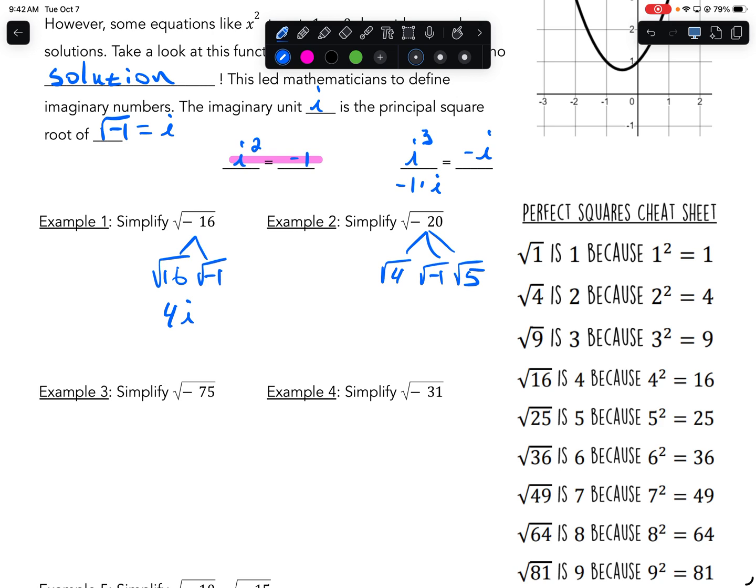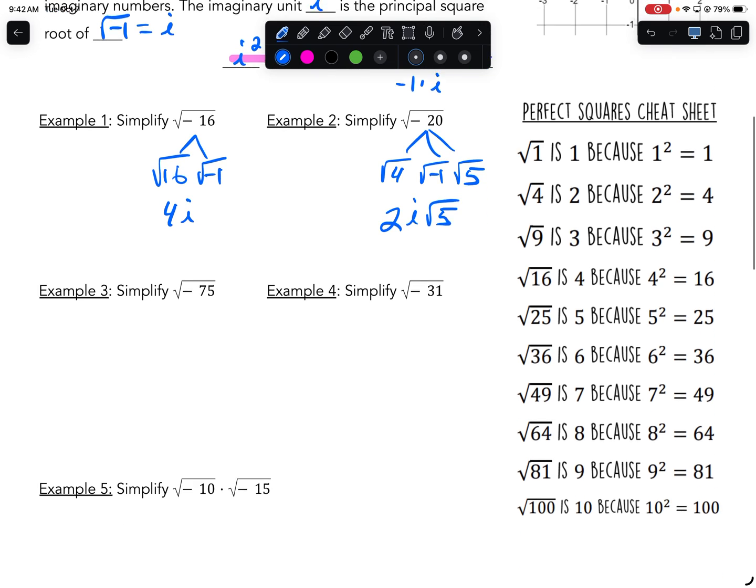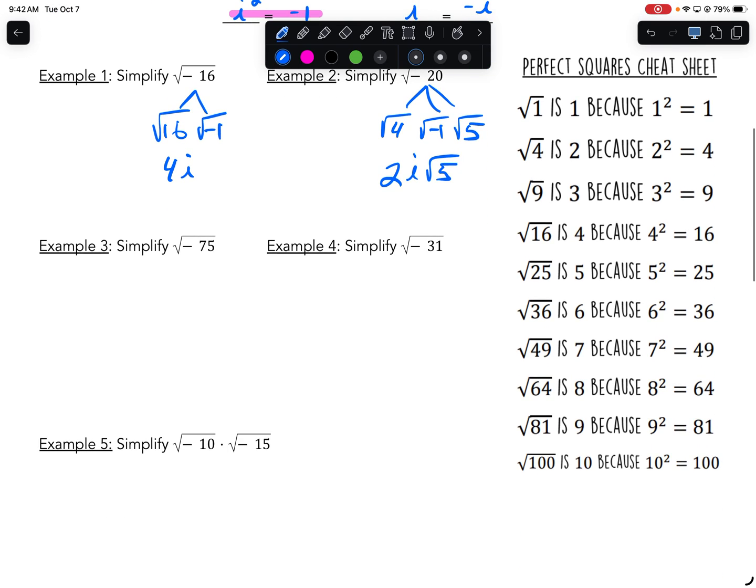So we have 3 branches that time. So if I look here, the square root of 4 is 2. We know the square root of -1 is i, and the square root of 5 we can't do, so you just leave it alone. So again, we're going to break this one out to 3 different branches.